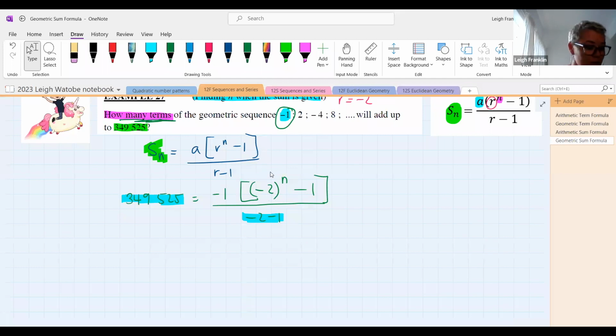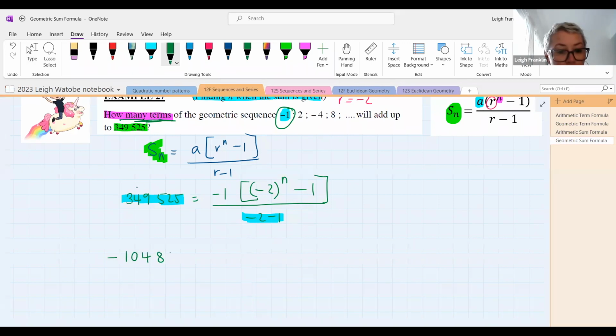with 349,000, I beg your pardon, sorry, -3 times 349,525, and that leaves us with a big number. It leaves us with -104,875 is equal to -1, and then in brackets, I've got -2 to the n minus 1.